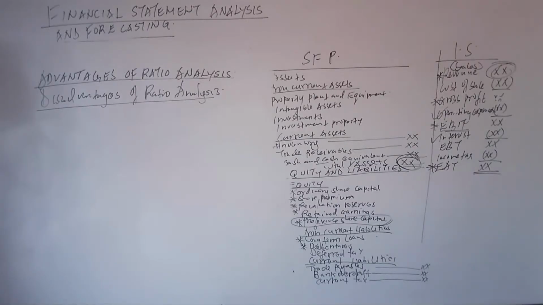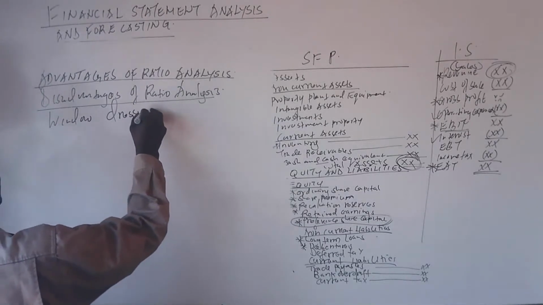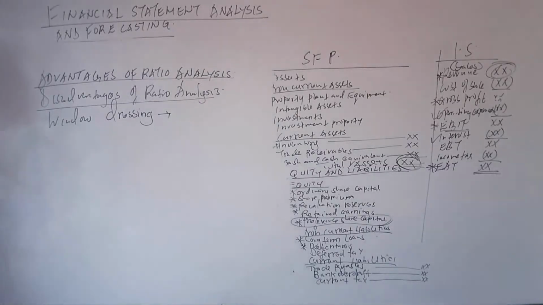Then number 6, window dressing. This occurs when the accountant reflects a picture which never existed during the accounting period by manipulating figures in the financial statements.